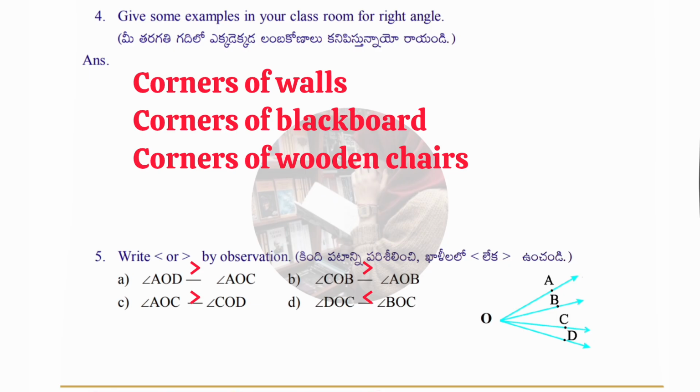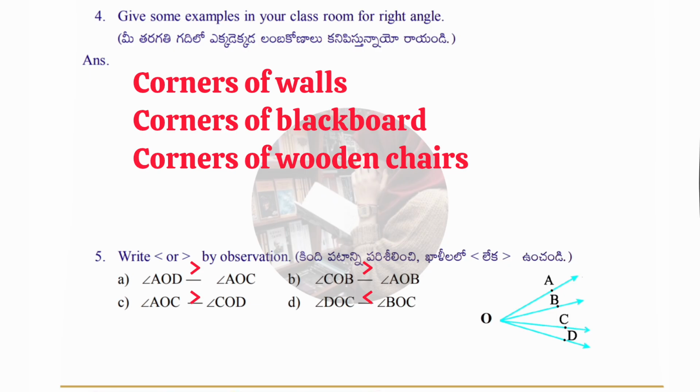Okay, next, fourth one, observe angle DOC and angle BOC. If you observe DOC and BOC, so angle DOC is less than angle BOC. Slightly difference is there. Okay, so put less than symbol. Understood, guys? Please don't get confused. You just observe again and then mention the symbols.